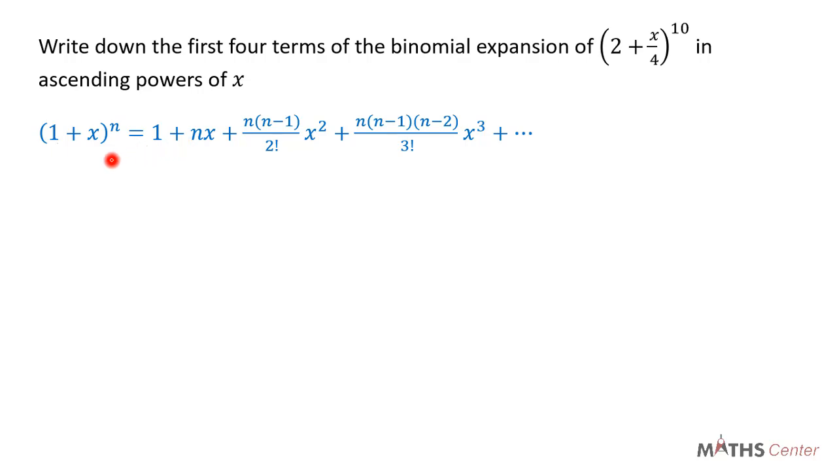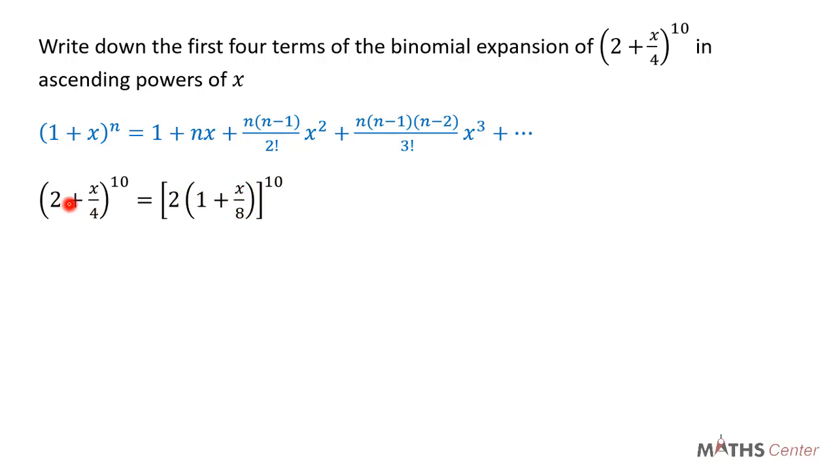Now look at this carefully. In this expansion, the first term of the binomial expression is 1. So if we are going to use this expansion to expand a given binomial expression, the first term in the binomial expression should be 1. In our question here, the first term is 2. So it means that we have to do something about it so that the first term will be 1. Let's do that. ((2 + x)/4)^10 can be written as (2(1 + x/8))^10.